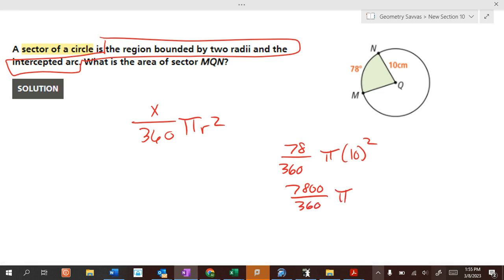Now you just reduce that fraction. So it's 7,800 A B over C, 360. And then it gives you a mixed number. Change it to an improper fraction. What does it give you? Something bigger than 20, I think. So, what? 65 over 3 pi.